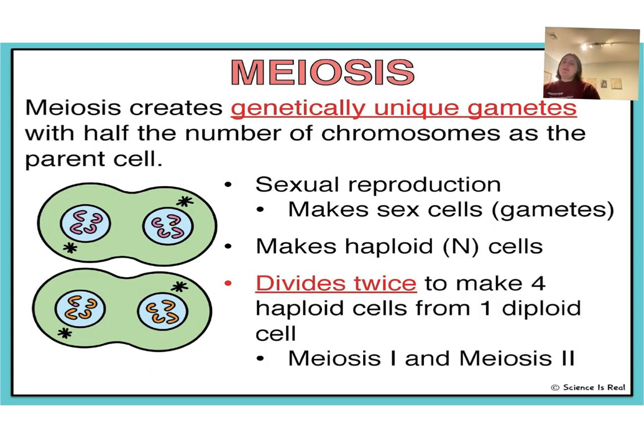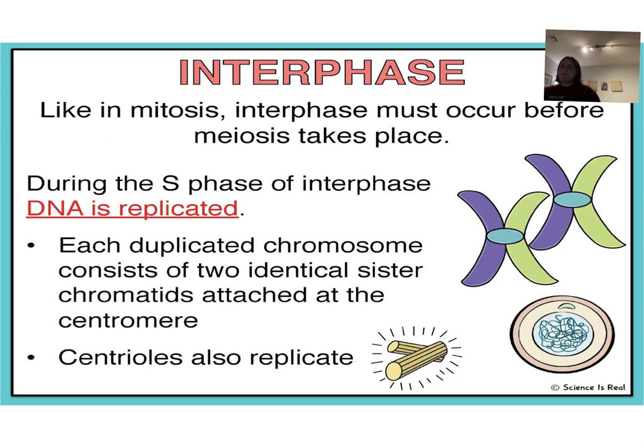Meiosis in general creates a genetically unique gamete with half the number of chromosomes as the parent. Sexual reproduction makes sex cells, aka gametes. It makes haploid cells. They divide twice, so one divides into 2, and then those 2 each divide into 2 again, to create 4 haploid cells from 1 diploid cell. This happens in meiosis 1 and meiosis 2.